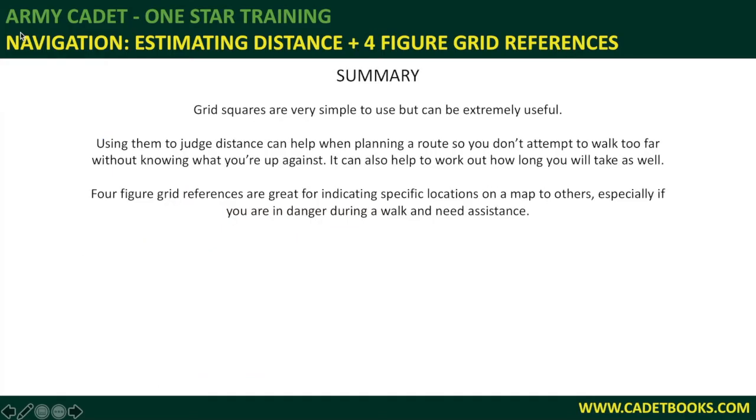Summary. Grid squares are very simple to use but can be extremely useful. Using them to judge distance can help when planning a route so you don't attempt to walk too far without knowing what you're up against. It can also help to work out how long you will take as well. Four-figure grid references are great for indicating specific locations on a map to others, especially if you're in danger during a walk and need assistance.